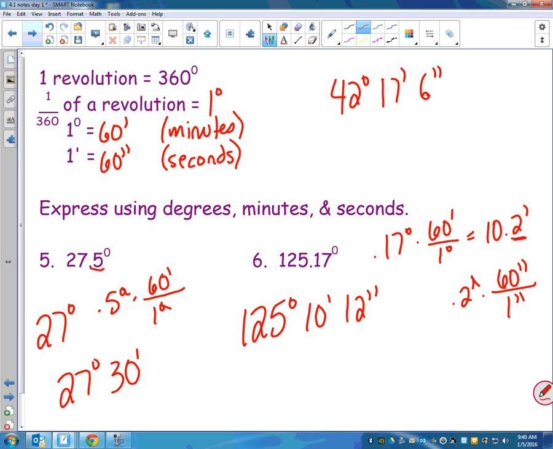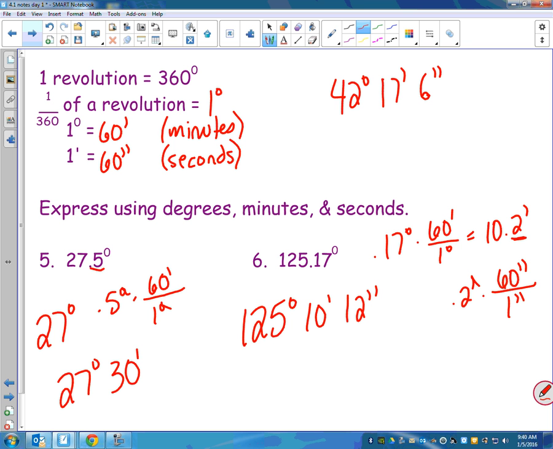If you have a different calculator, you might look for a button that says D in X. I don't have my calculator for it. So if you wanted to do number 6, you're going to type in what it says, 125.17. You don't need to put the degree symbol. Just type in 125.17.